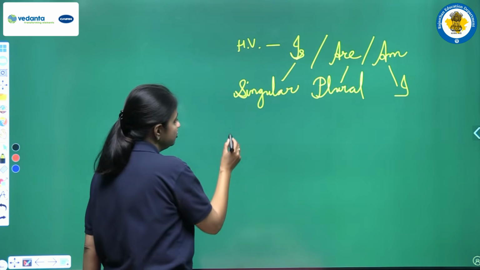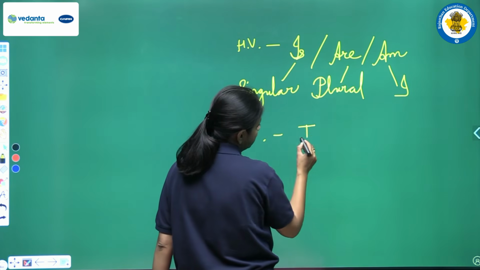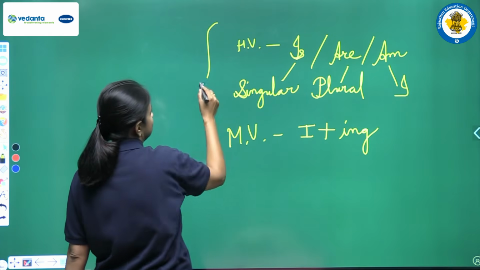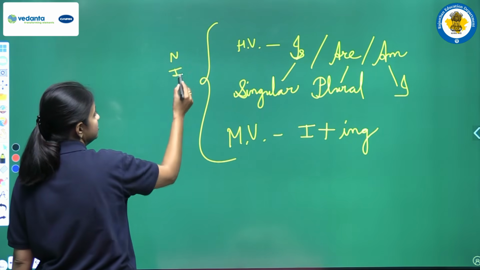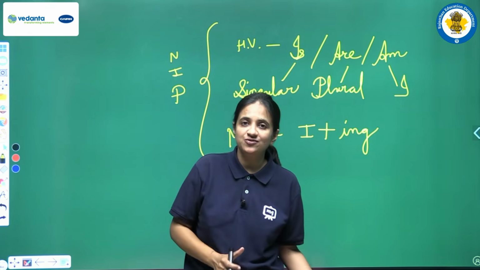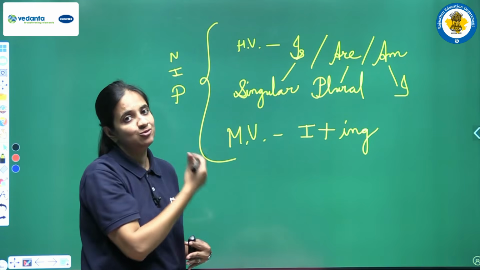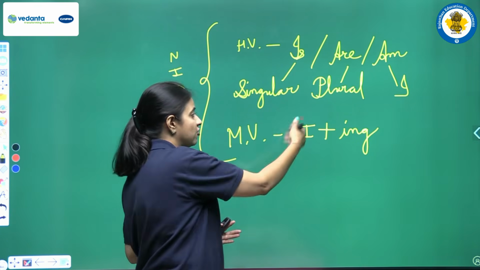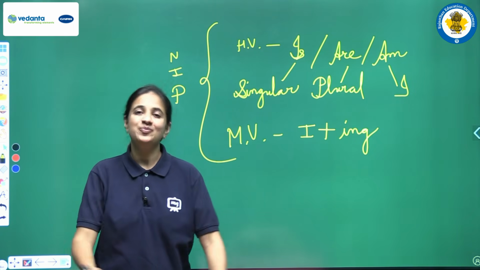Okay. Next, if we are talking about the main verb, so in continuous tense we always use first form and we add ing. So these are the rules that are common for negative sentence, for interrogative sentence, and for positive sentence. So no matter what kind of sentence we are having, in all the sentences we have to follow the same rules. We have to follow the three helping verbs according to the subject, and we have to use first form plus ing as a main verb. Okay, so this is all about present continuous tense.